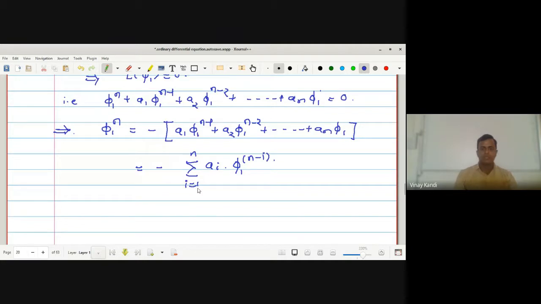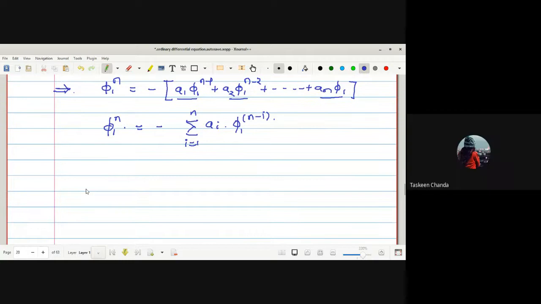Okay, now put i is equal to 1 here. We get this term. Plus put i is equal to 2 now. We get this term. At last, put i is equal to n. We get n minus n, the 0th derivative. Means we get these terms. Okay, so this is the value of phi 1 raised to n. Okay, any doubt?